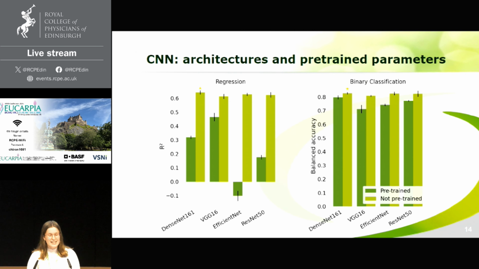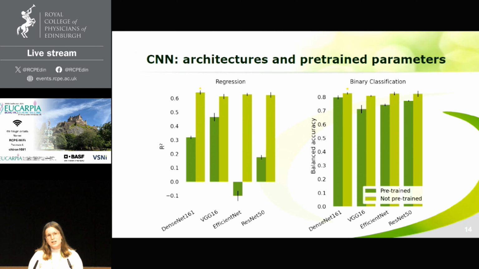And then for the CNN, I compared the architectures and the pre-trained parameters with newly trained parameters. As you can see, the pre-trained parameters in the dark green bars perform worse than the newly trained weights and biases in the light green bars.